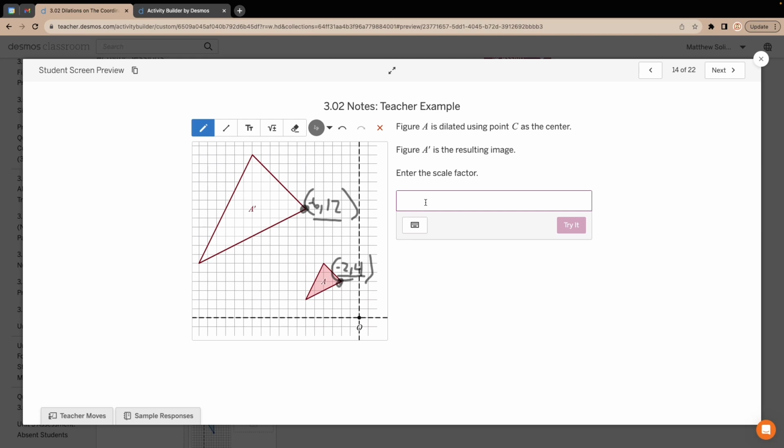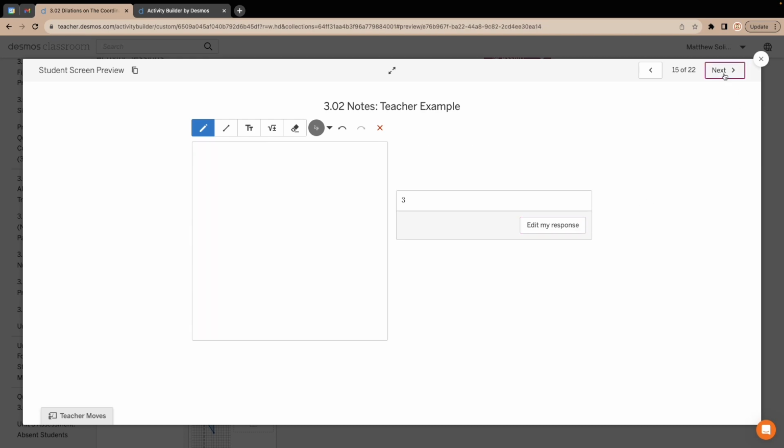Well, I must be multiplying by 3 because 4 times 3 is 12. -2 times 3 is also -6. So we're multiplying these by 3 here. -2 times 3 is -6. 4 times 3 is 12. So the scale factor must be 3. Yep, so I use those coordinates to help me.